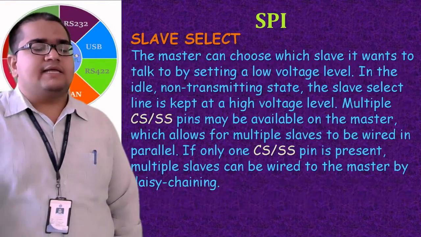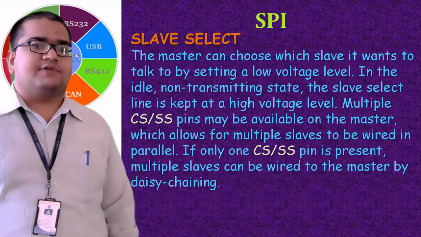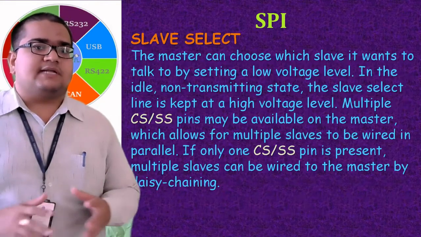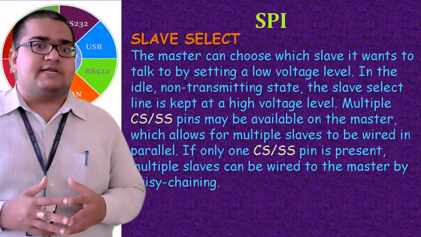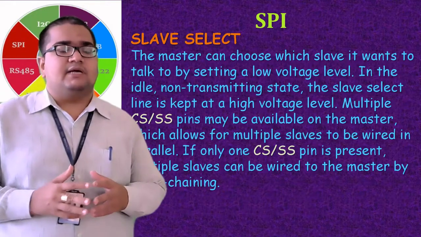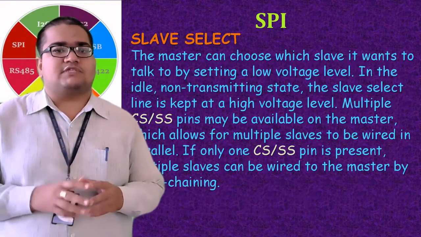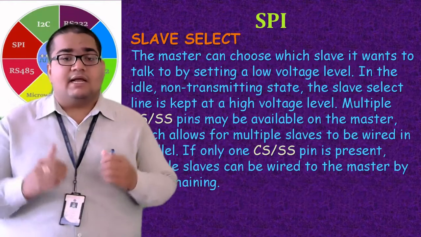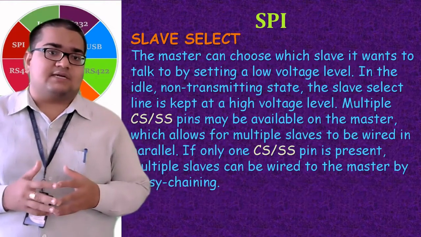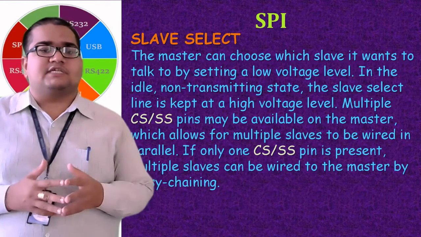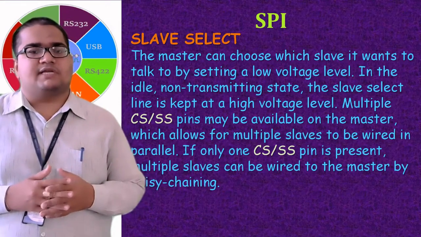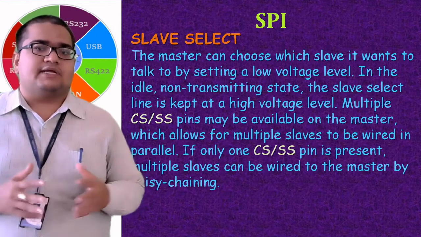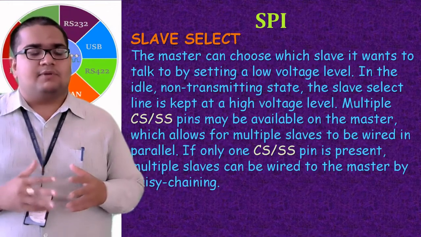Slave select is a very important feature of this SPI, as it avoids the addressing that we have generally seen, where the master sends the address of the slave on the SPI line, the slave matches its own address, and on a successful match it acknowledges to the master to start communication. But here that is not there, so directly there is a slave select line available.